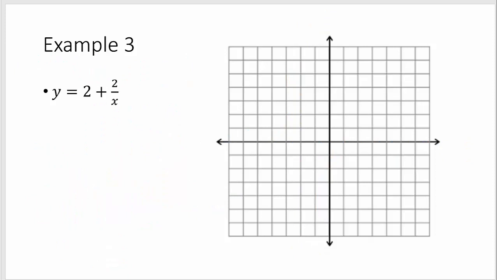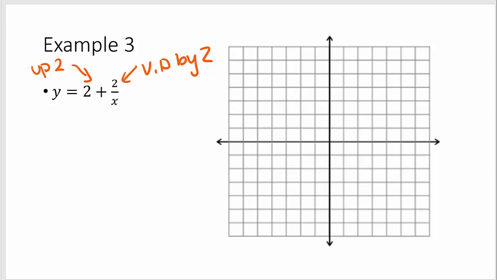In this question, we have two different transformations. We have that vertical dilation by 2. And we also have it shifting up by 2. So going up by 2, that's going to impact our horizontal asymptote.